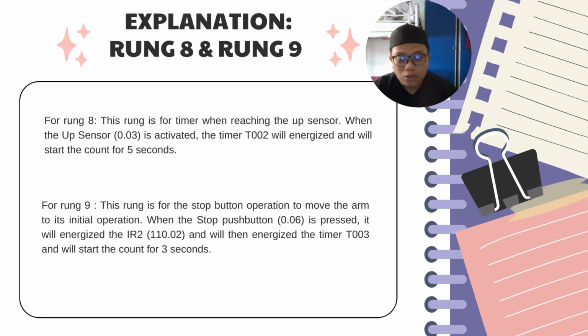When the stop push button 0.06 is pressed, it will energize the IR2, which is 110.02, and then will energize the timer T003 and will start the count for 3 seconds.